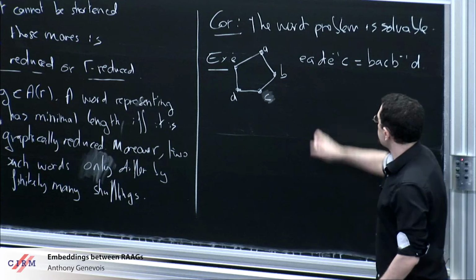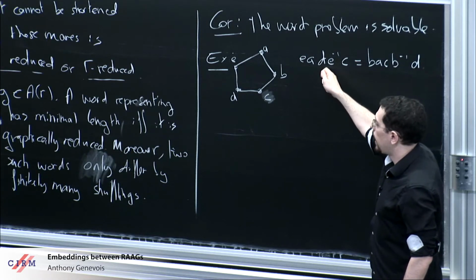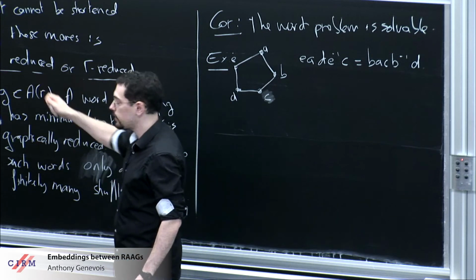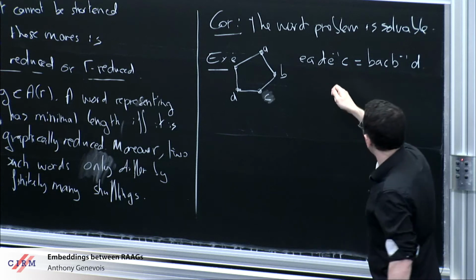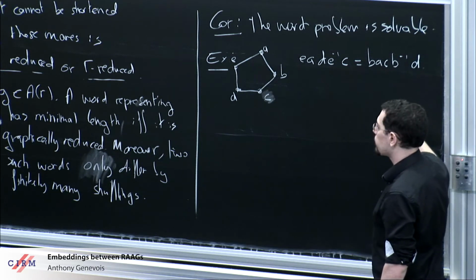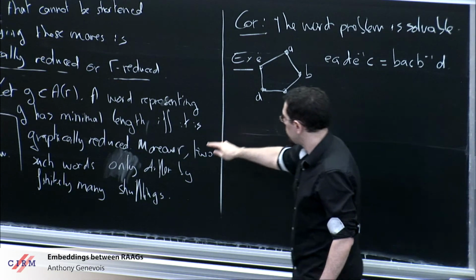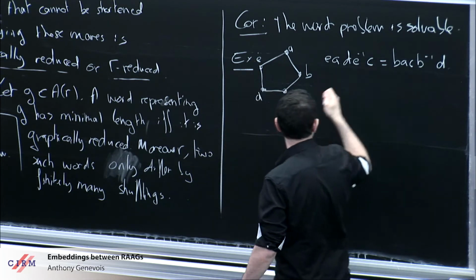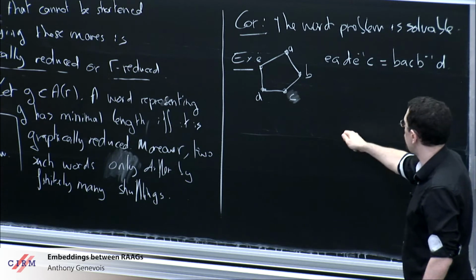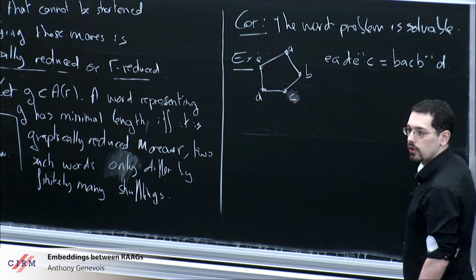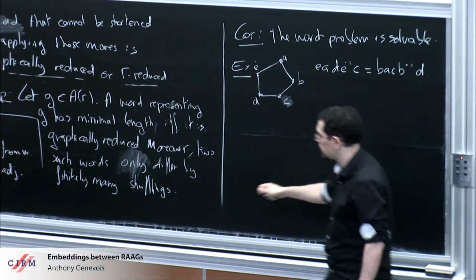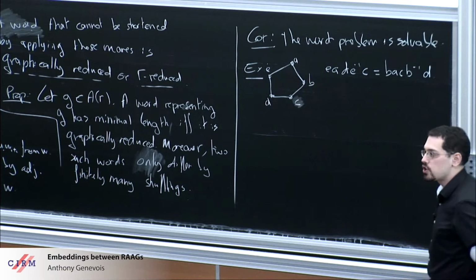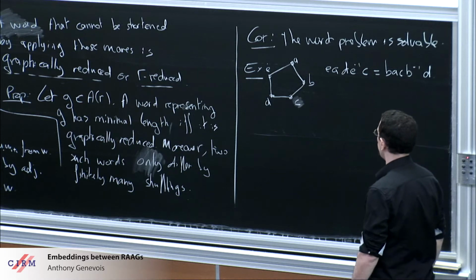What I can do is I take one word, I try to express it as a graphically reduced word, right? And I find two expressions, and the second part of this proposition tells me that if the two words are equal, then necessarily the two graphically reduced words I obtain must differ only by finitely many shuffling. Right? So just by shifting some letters.